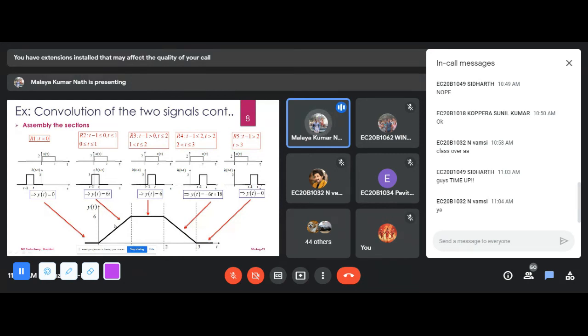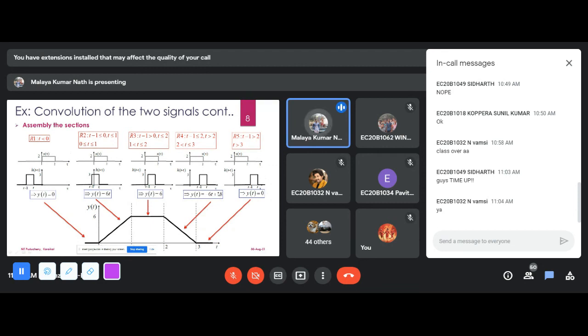For region 2 we are getting 60t, which is linearly increasing with respect to time. At region 3 it is constant. At region 4 it has the equation of a straight line having a negative slope, that is equal to minus 60t plus 18. And when t is greater than 3, this will be equal to 0. So this gives rise to your convolution output in the continuous domain.